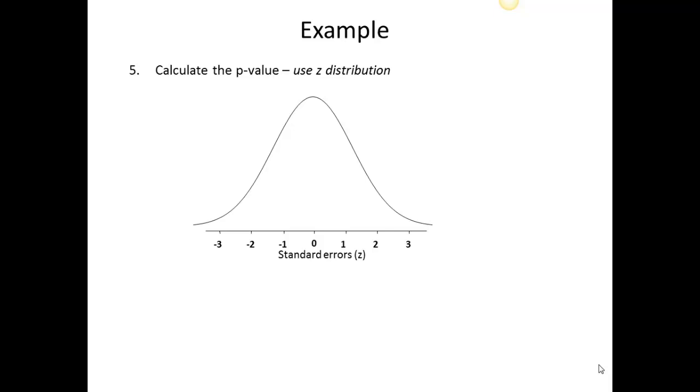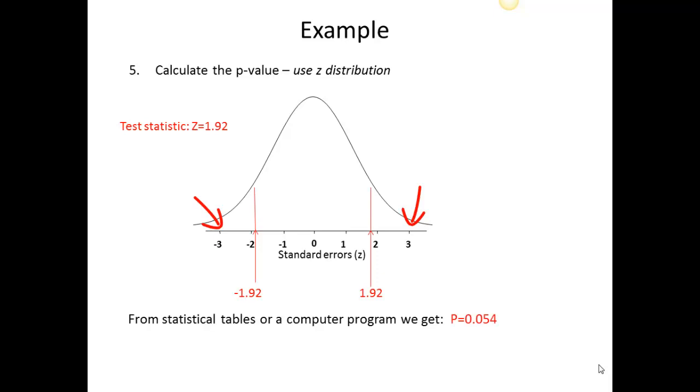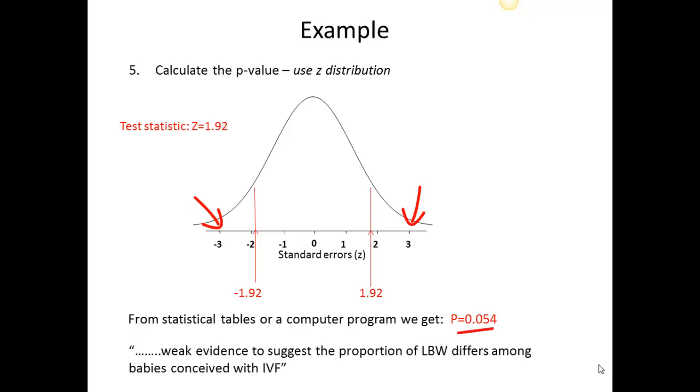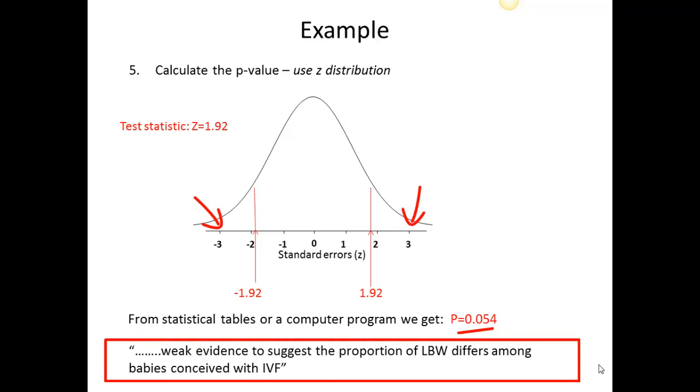So our test statistic was 1.92, so the two-sided p-value is the error in the two tails beyond plus or minus 1.92. And from either statistical tables or a computer program, we get a p-value of 0.054. So we conclude that there's some evidence that the proportion of low birth weight babies differs among those babies conceived from IVF, although the evidence is weak.